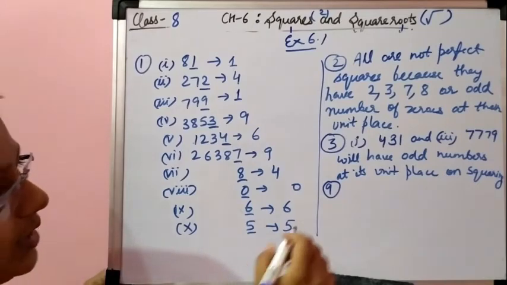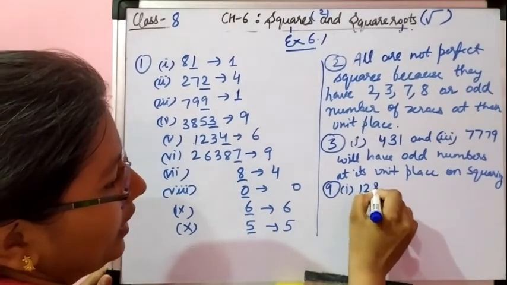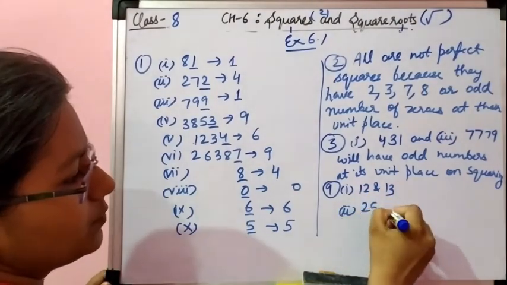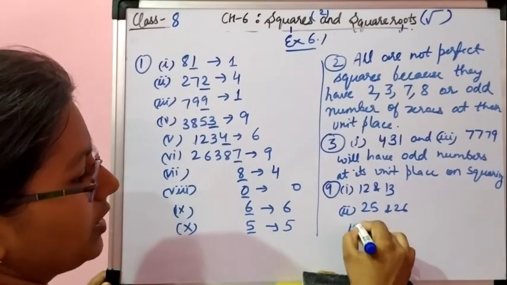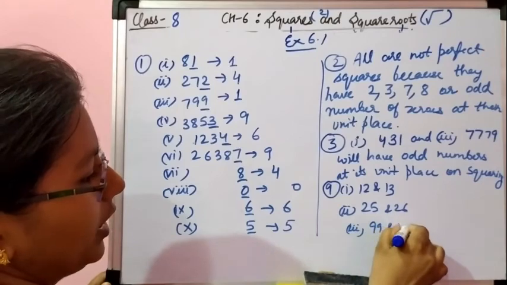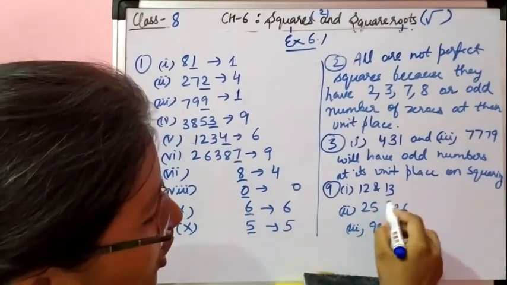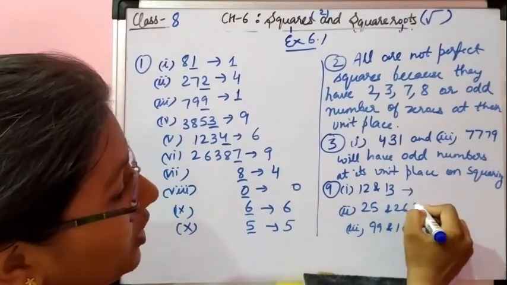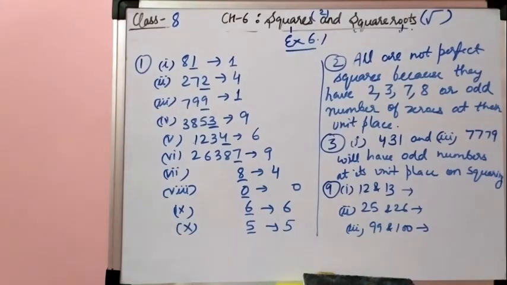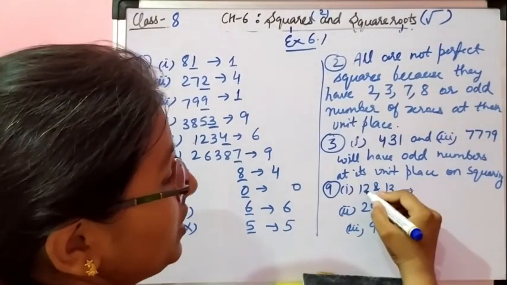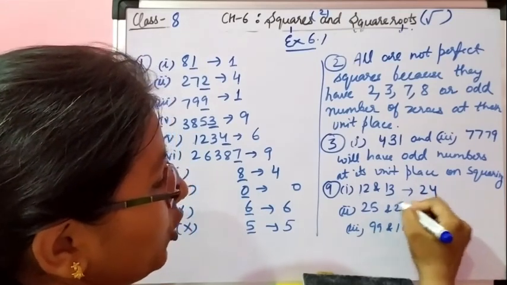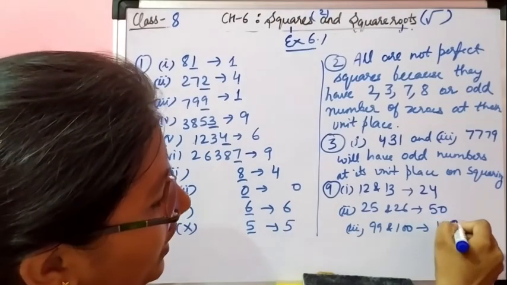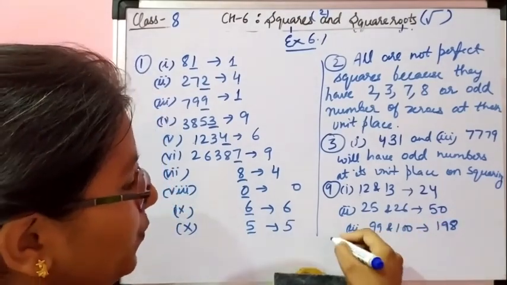Now when you look at all three parts, first part it is 12 and 13, second part it is 25 and 26, and third part it is 99 and 100. So we can see that they are all consecutive numbers. This is n, n plus 1, n, n plus 1, n, n plus 1. So what is the formula for finding the non-perfect square numbers? That is 2n. Means 2 into 12 is 24, 2 into 25 is 50, 2 into 99 is 198. You can write the formula at the end.